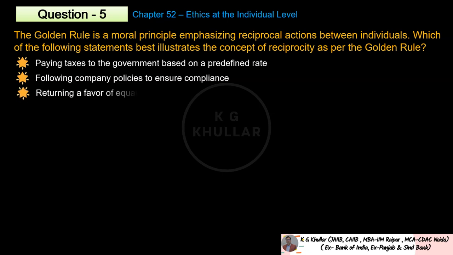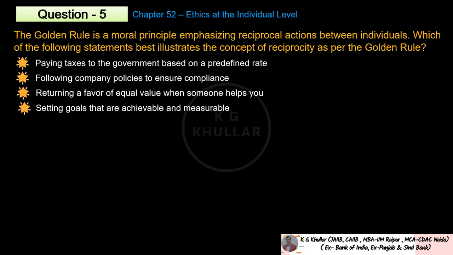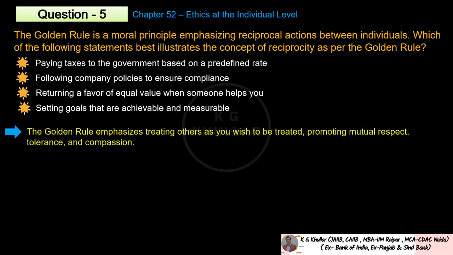Then third option C is returning a favor of equal value when someone helps you. And last option D is setting goals that are achievable and measurable. Now friends, the golden rule, also known as the ethic of reciprocity, is the concept of treating others in the same manner as you wish to be treated.